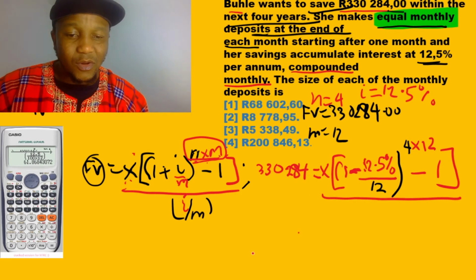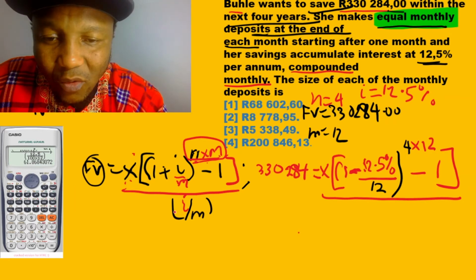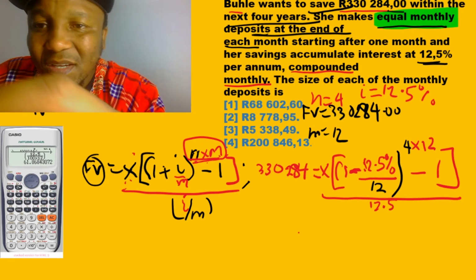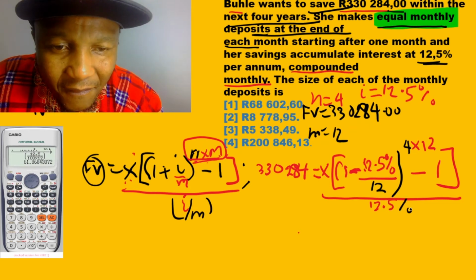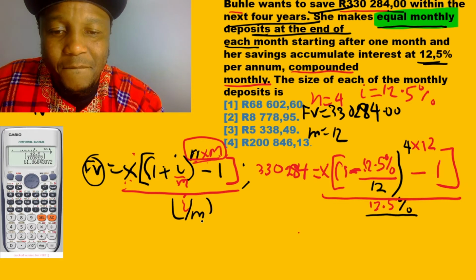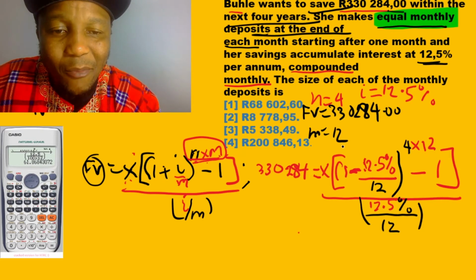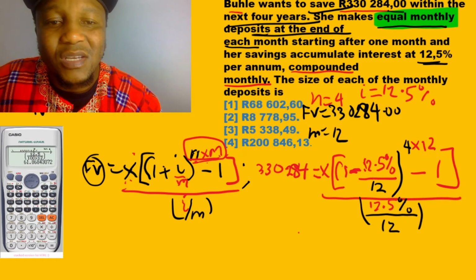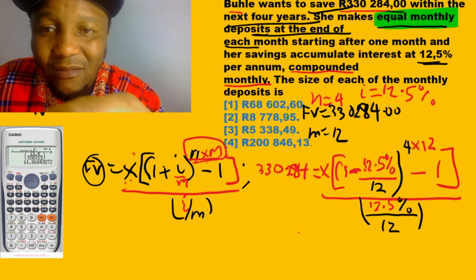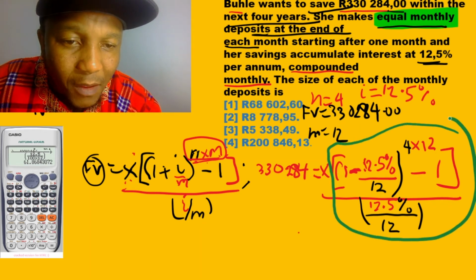And then we come to our interest rate. What is the interest rate? We know our interest equals 12.5%, over how it was compounded, which is 12. So what I'm going to do is plug all this into the calculator, all of this, and get one value.